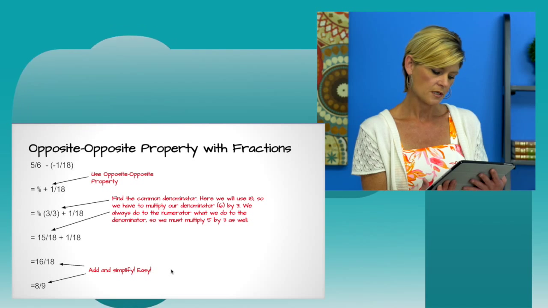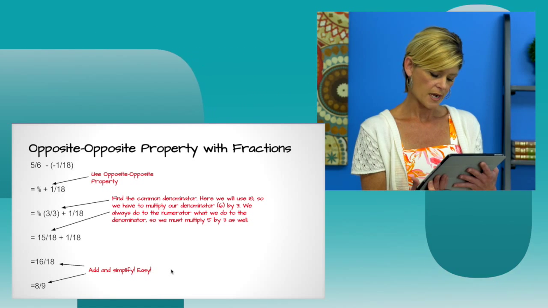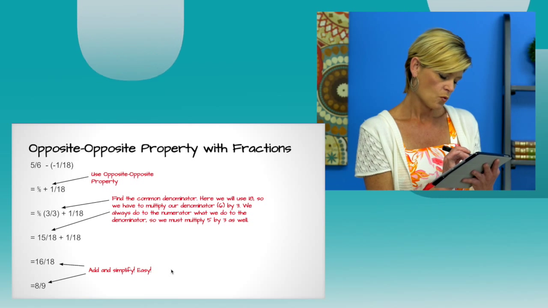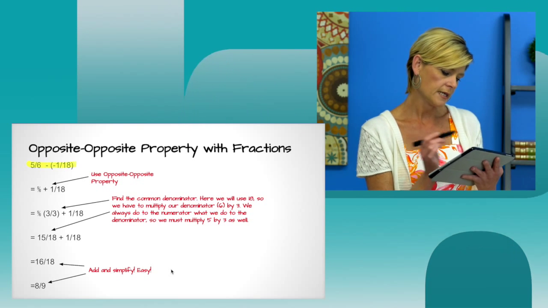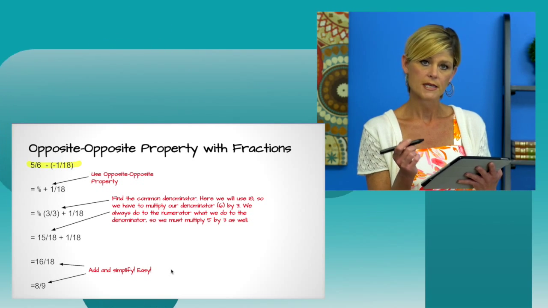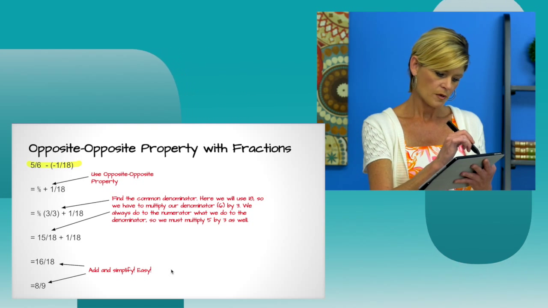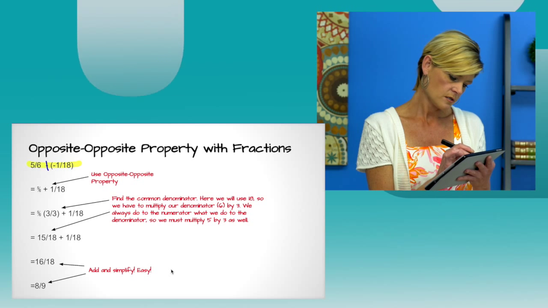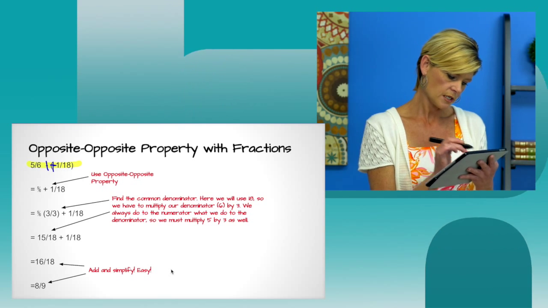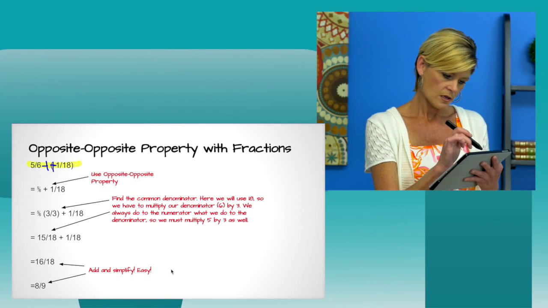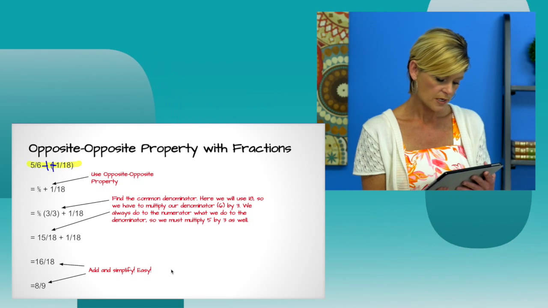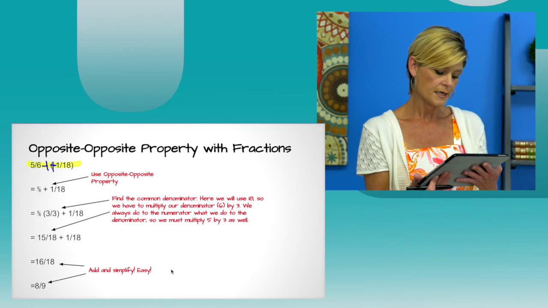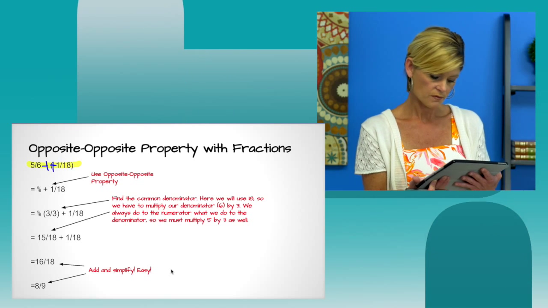Let's try the opposite property using fractions. Our question is, what is 5/6 minus negative 1/18? Again, remember, you can just turn this minus sign into a plus sign, the negative into a positive, and move on from there. So now you have 5/6 plus 1/18. There's no more negatives involved.